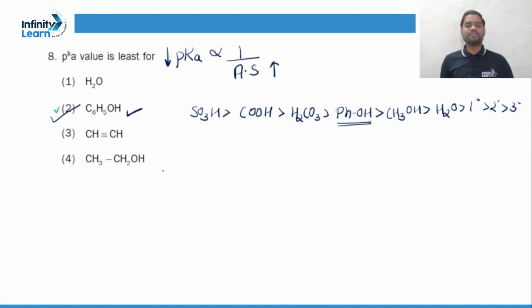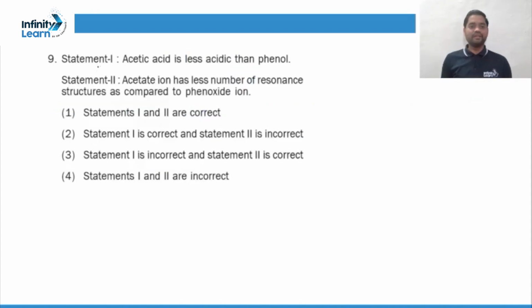So, question number 8, option number 2 is the right answer. Statement 1: Acetic acid is less acidic than phenol. Wrong statement. Statement 2: Acetate ion has less number of resonance structures as compared to phenoxide ions. That is a true statement. Acetate ion only has 2 equivalent structures, whereas phenoxide ion has 5. So, statement 1 is incorrect, whereas statement 2 is correct. Option 3 is the right answer.